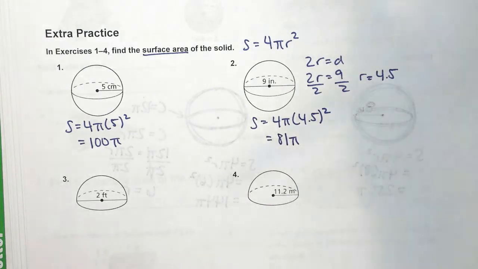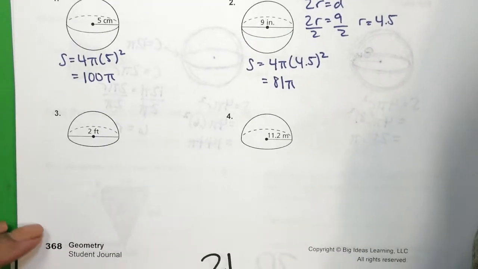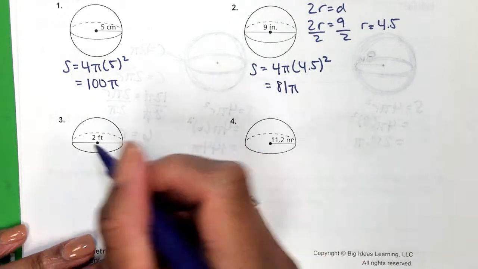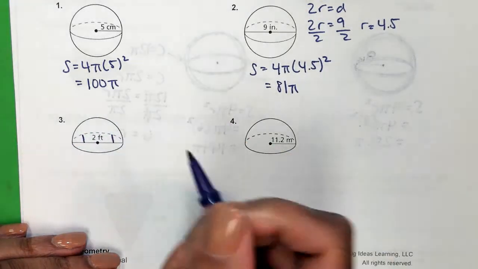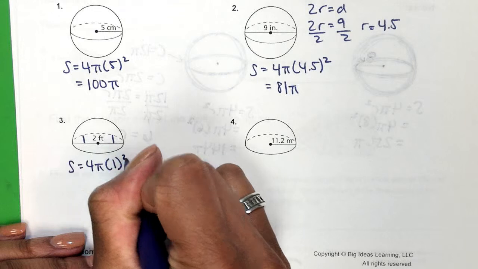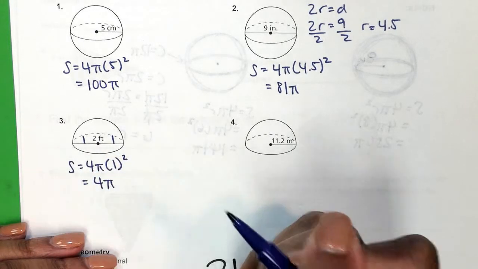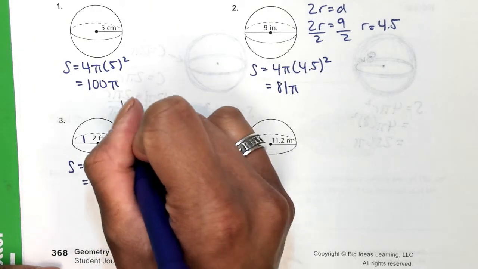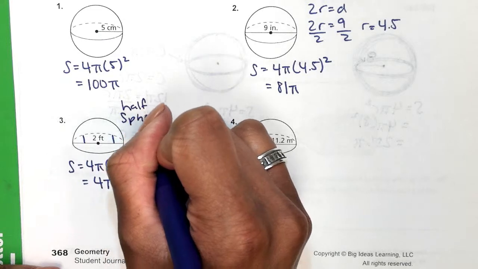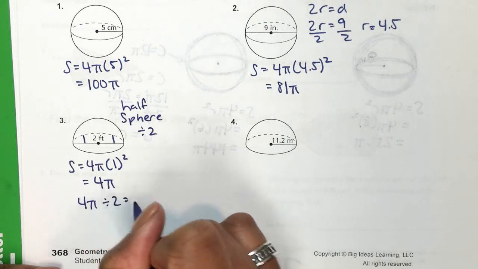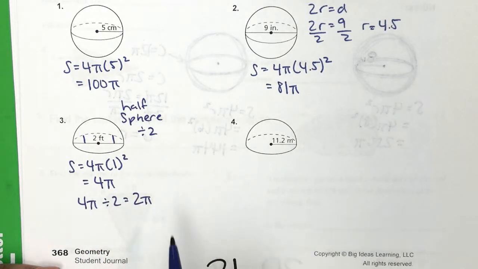Number 3, note we have a half circle. So we're going to take half of the circle at the very end. Note r in this case is 1. So we have S equals 4 pi r squared, and 1 squared is just 1, so we're left with 4 pi. But we have a semi-sphere or half a sphere, so we're going to need to divide by 2. So 4 pi divided by 2 gives us 2 pi. So 2 pi is the surface area of this sphere.